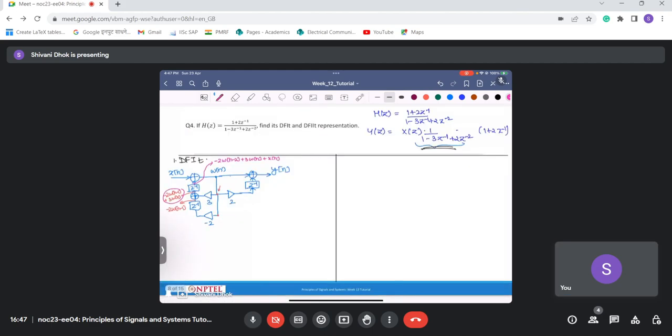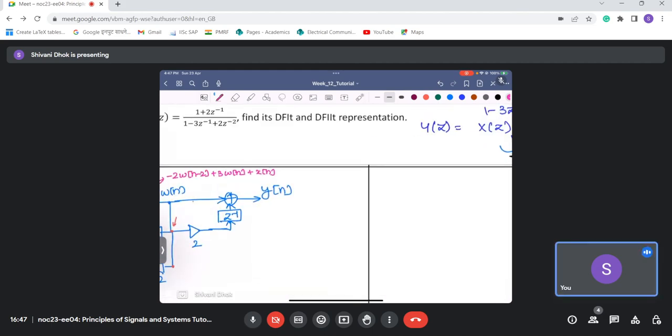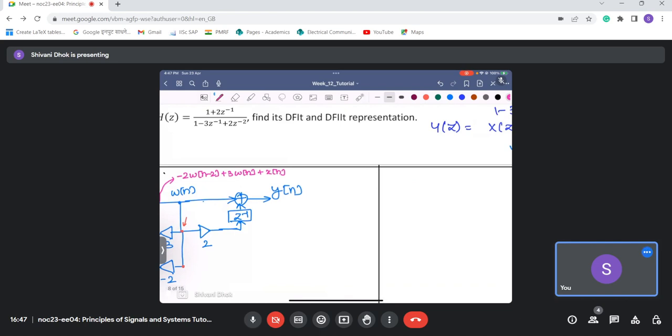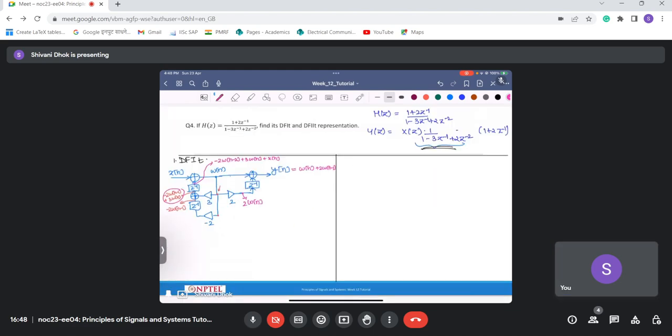So this wn that we are getting here, now here what I am having is wn multiplied by 2. So this yn that we have obtained is basically wn plus 2 times wn minus 1. So does this representation make sense to you?